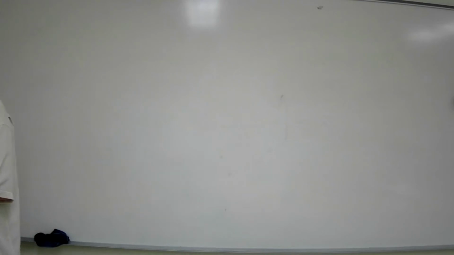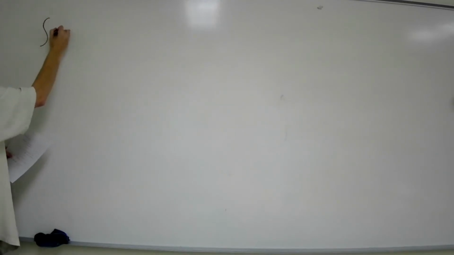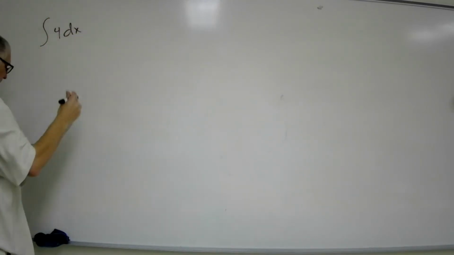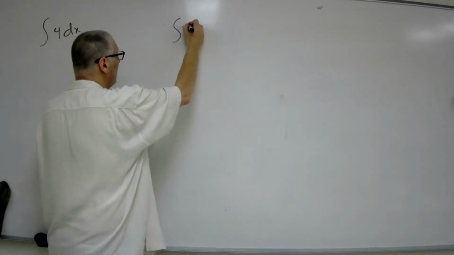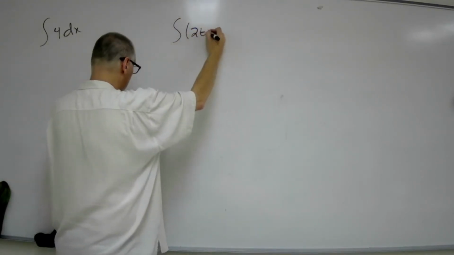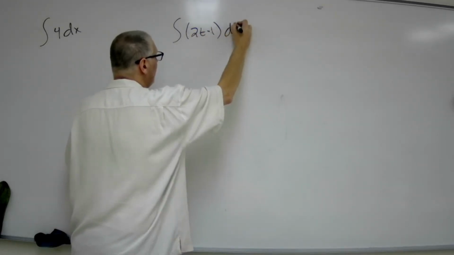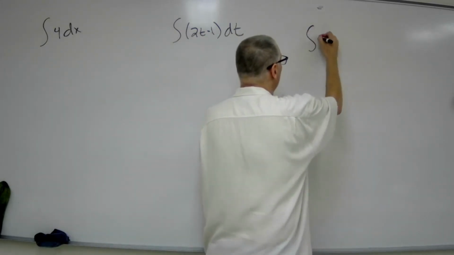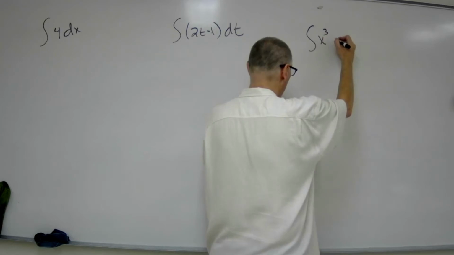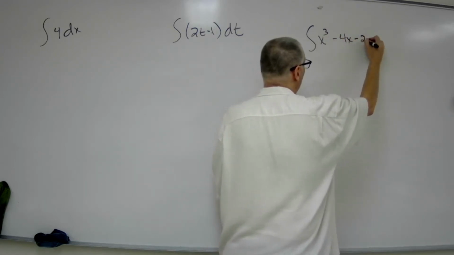All right. The integral of 4 dx. The integral of 2t minus 1 dt and the integral of x cubed minus 4x minus 2 dx.